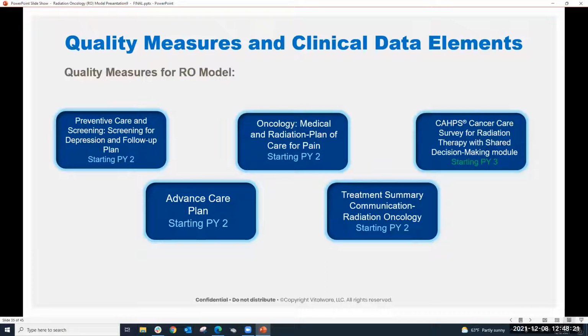Just an example of how quality measures are going to work. So you're going to have a numerator and a denominator. So an example would be, let's take the plan of care for pain. So the numerator would be the patients who are undergoing cancer treatment, have pain, and have a plan of care for that pain. Then your denominator would be all the patients who are undergoing treatment and have pain. So your numerator is the ones who have done a plan of care.